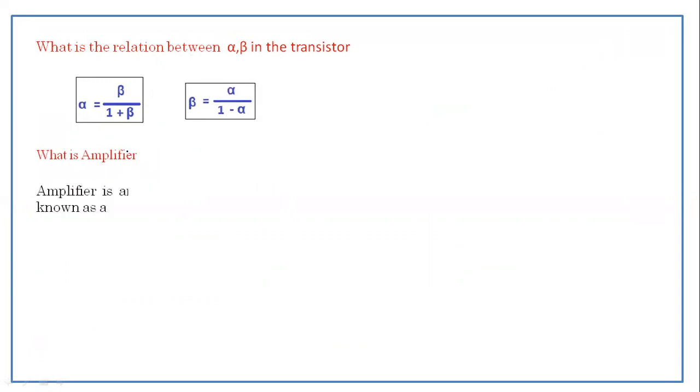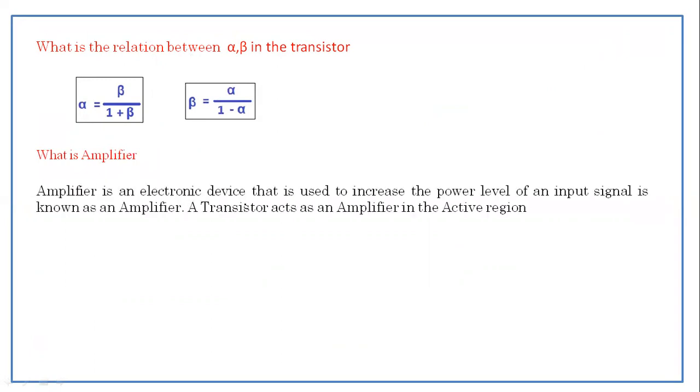Next, what is an amplifier? An amplifier is an electronic device that is used to increase the power level of the input signal. A transistor acts as an amplifier in the active region. In the active region, the emitter junction is forward biased and the collector junction is reverse biased. In this region, the transistor acts as an amplifier. Simply increasing the signal strength is called amplification.